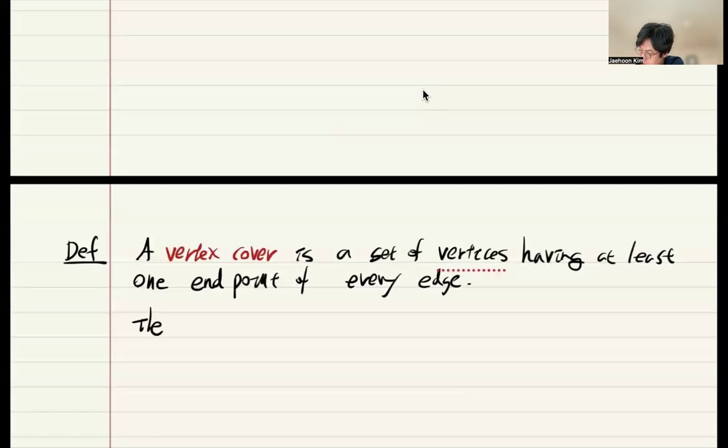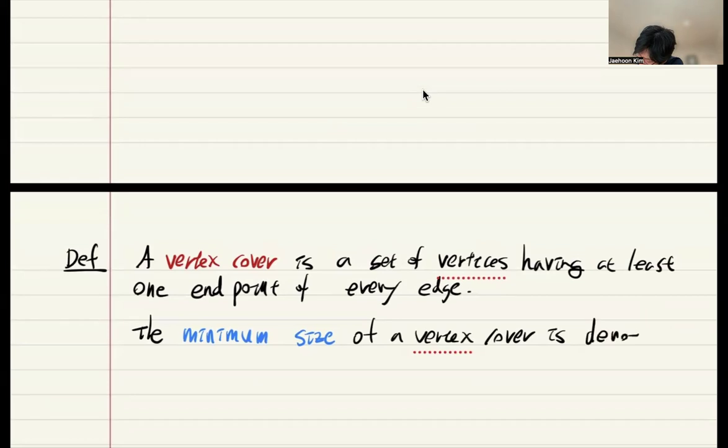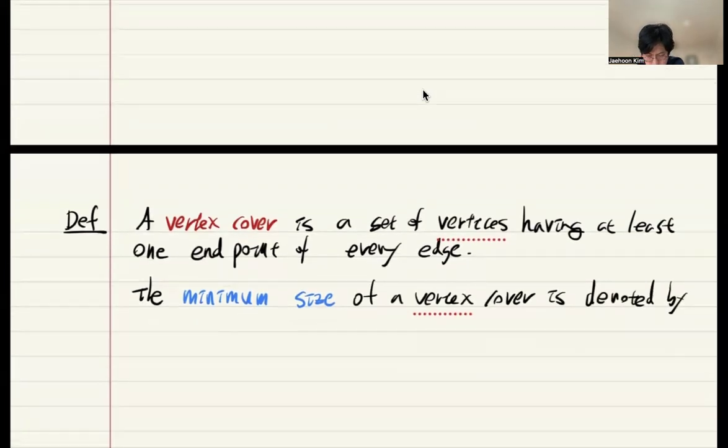And we write down the minimum size of a vertex cover. We denote it by beta.